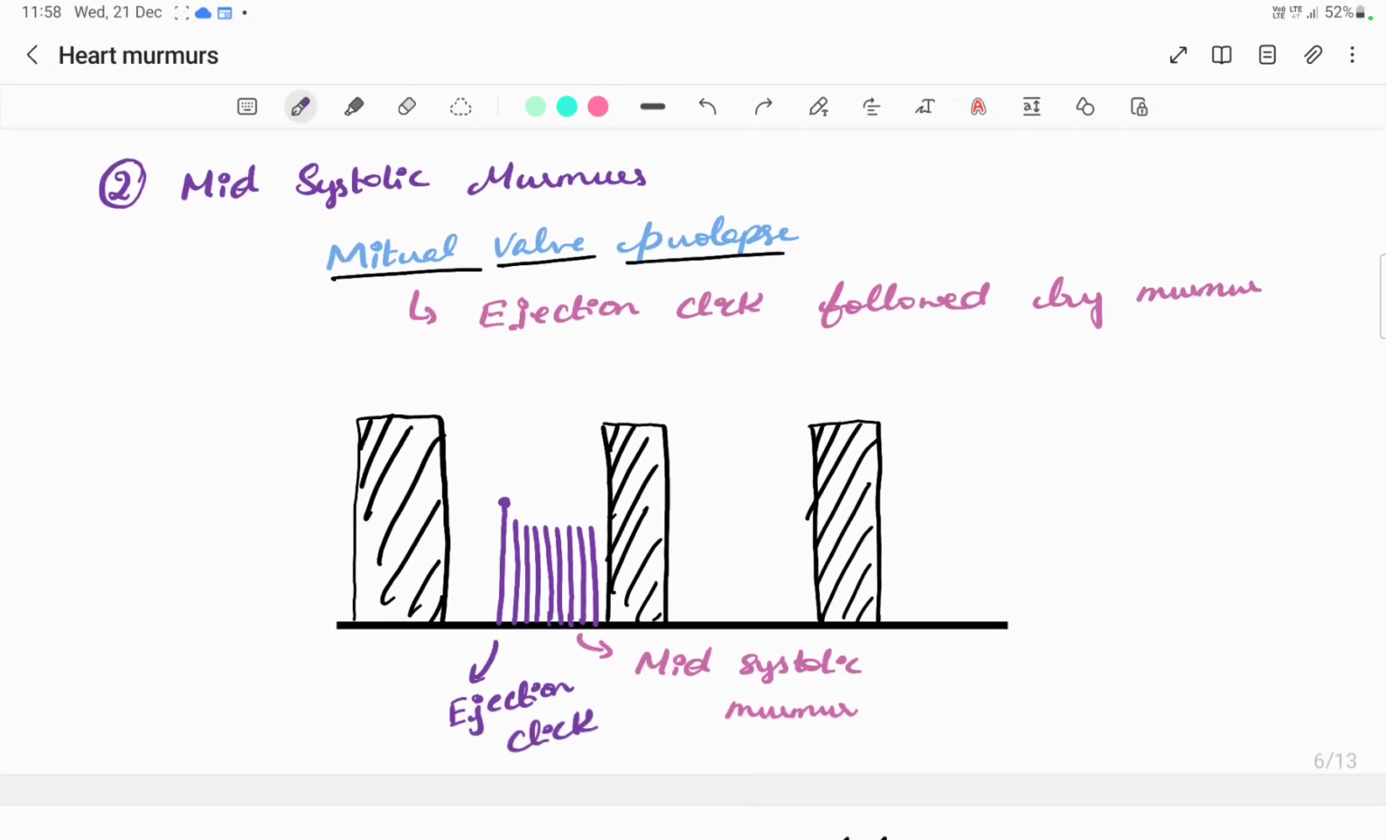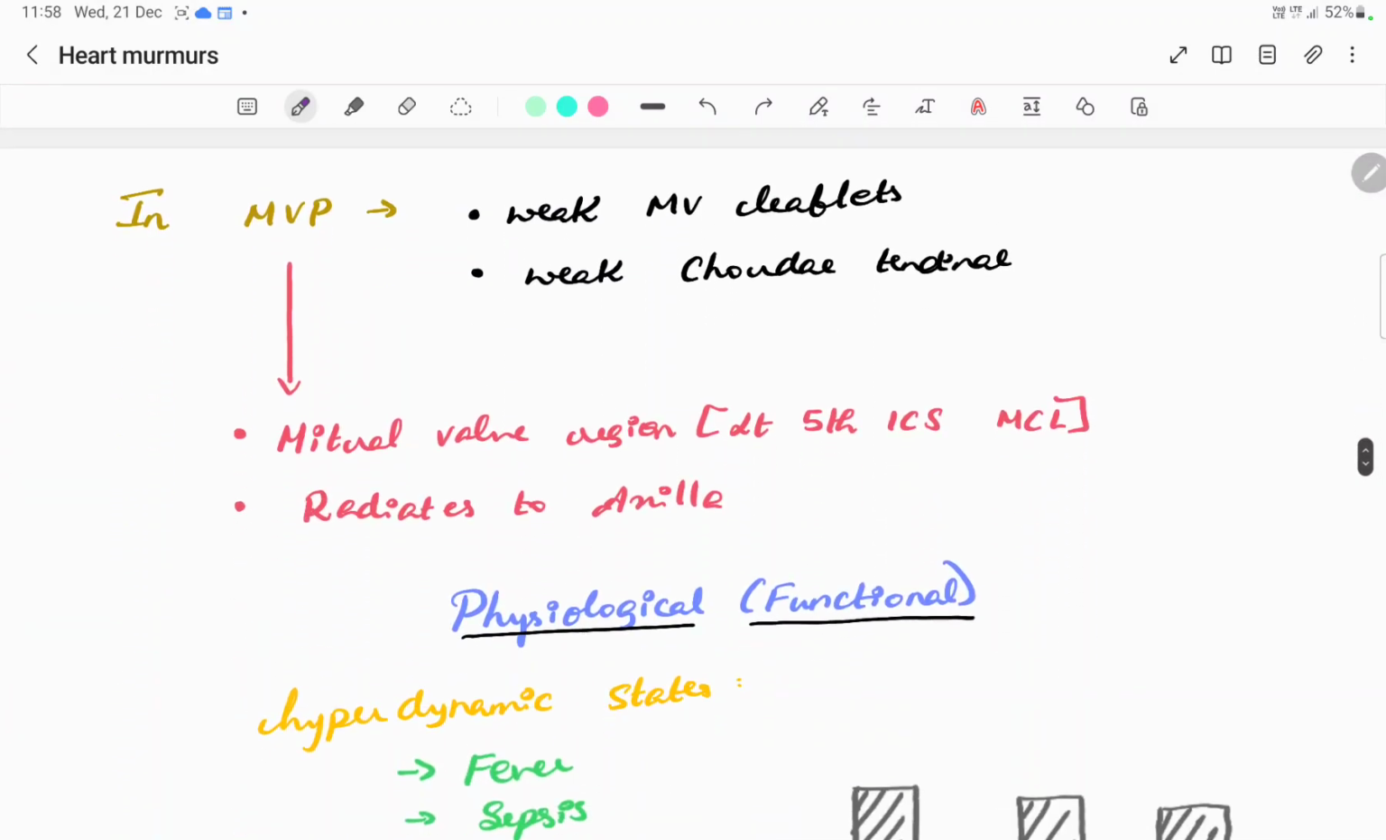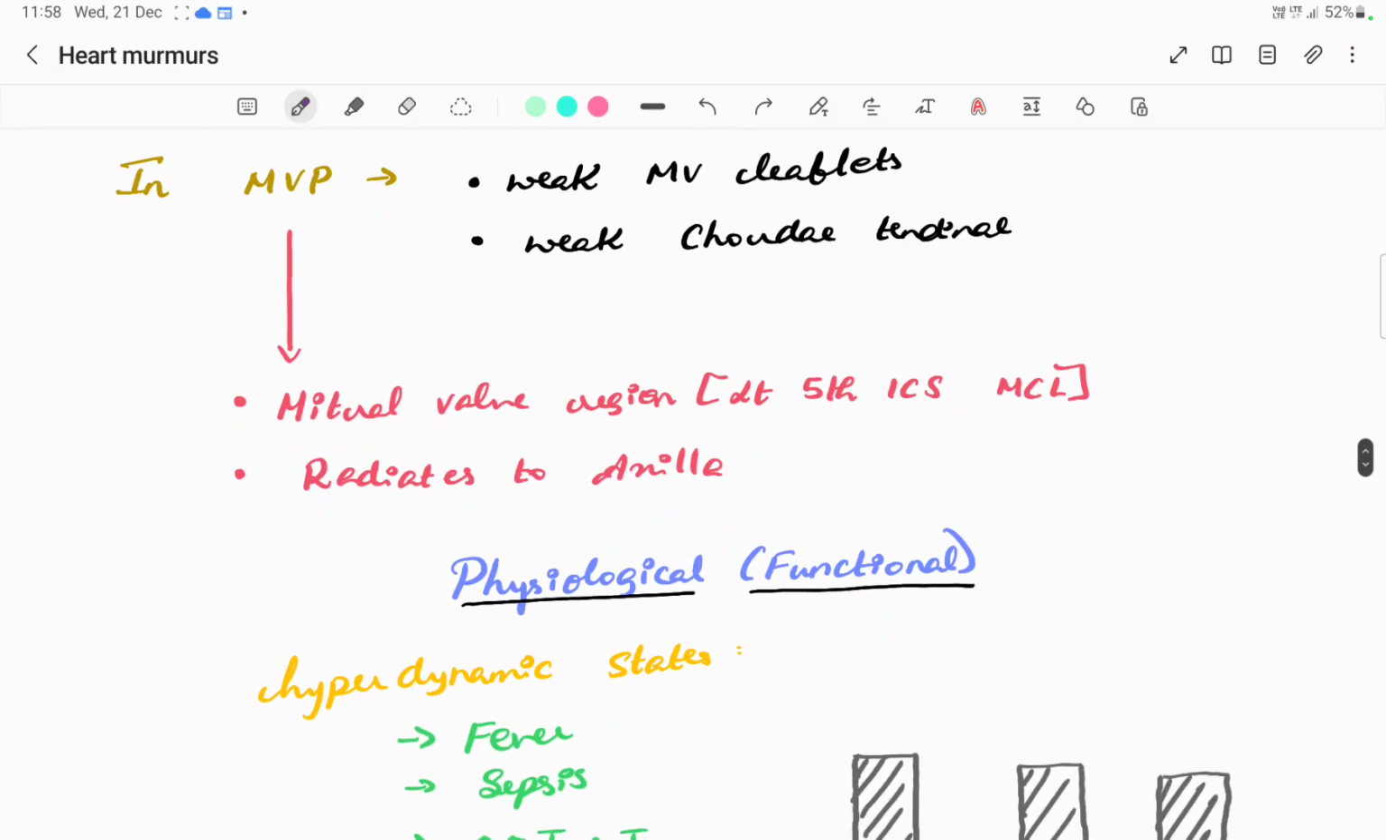Coming to mid systolic murmurs, mitral valve prolapse. This also has an ejection click, but the difference is that the ejection click in aortic stenosis is going to be immediately once the systole starts, but this is going to come a little bit later. So ejection click, and then we have a mid systolic murmur for mitral valve prolapse. Basically in MVP, there'll be weak mitral valve leaflets and also chordae tendineae that will be weak. The mitral valve region is in the left fifth intercostal space, half an inch medial to the midclavicular line. This will radiate to the axilla.